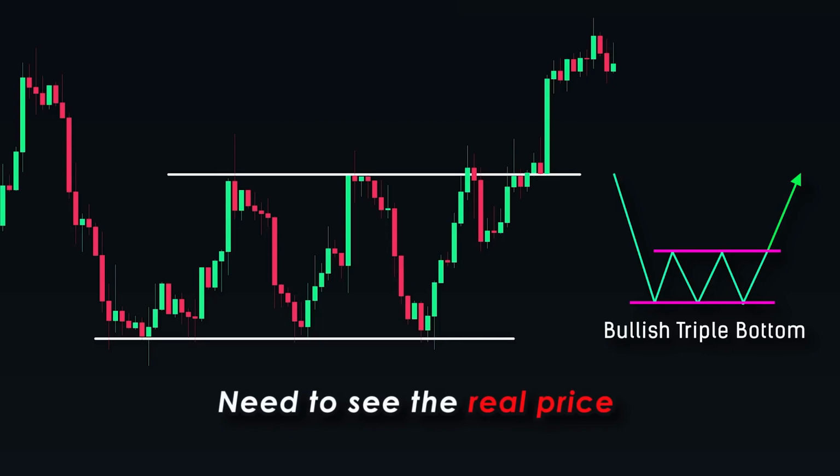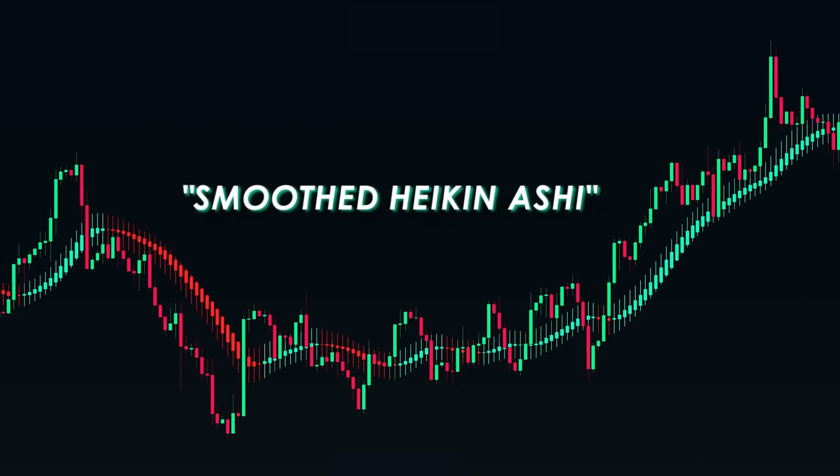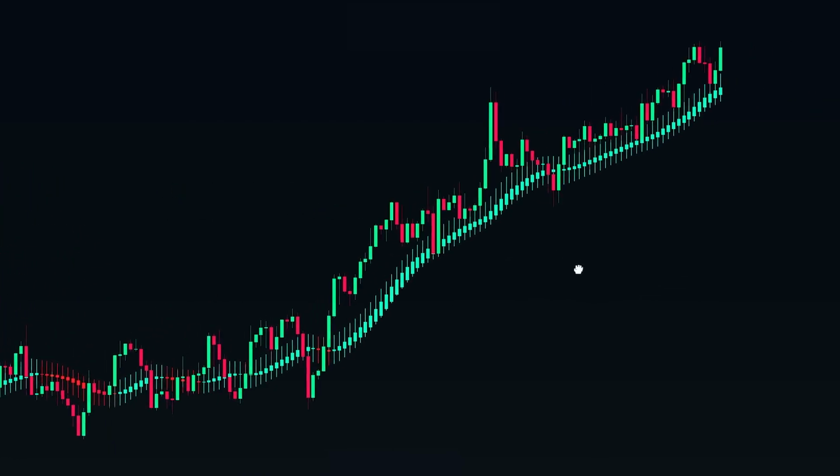So, to solve this underlying issue, a new indicator was created, and it's called Smooth Heikin Ashi. Unlike the classic Heikin Ashi, which fully transforms the candles on a price chart, the Smooth Heikin Ashi instead works as an overlay on a real chart. Meaning, traders are able to use the indicator's capabilities while still maintaining a clear view of the actual price movement.